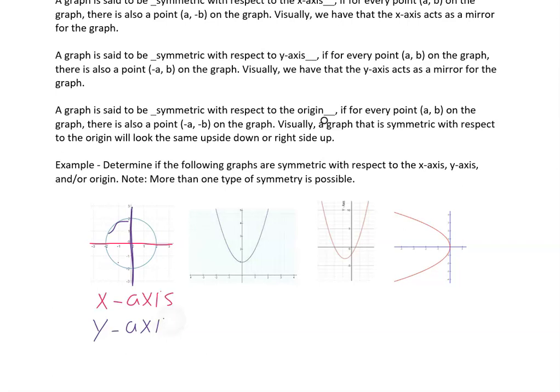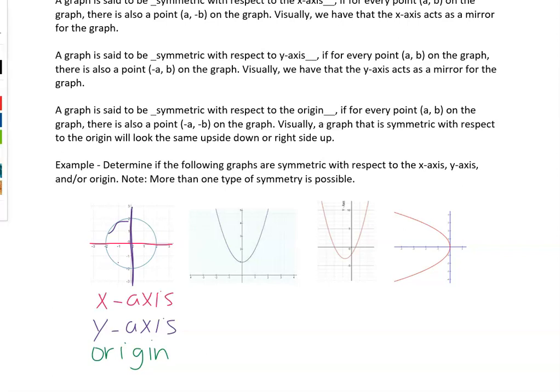And then last but not least, let's think about it in terms of the origin. If I were to take this graph and flip it upside down, would it still look the same? And the answer is yes. You wouldn't be able to tell if it had been flipped upside down by anything other than maybe the numbers on the axes. So in this case, we have a graph that is symmetric with respect to the x-axis, the y-axis, and the origin. So let's look at our next example.